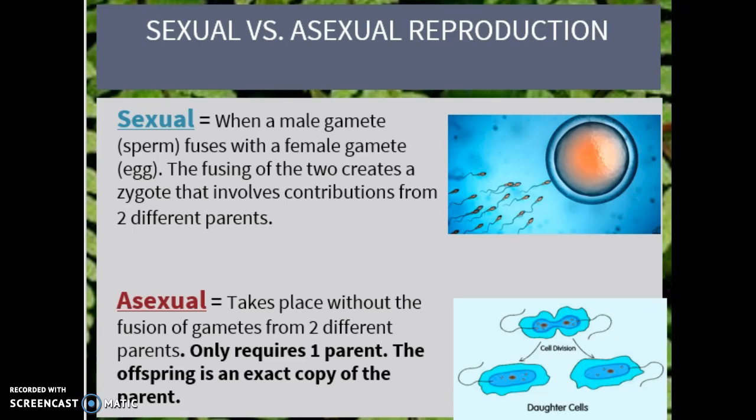So we have sexual reproduction and asexual reproduction. Sexual reproduction is the fusion of the male gamete with the female gamete, creating a zygote. So there are contributions from two different parents. In asexual, there's only one parent required. The offspring is an exact copy of the parent.